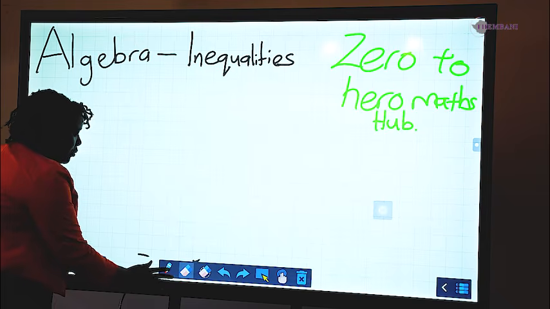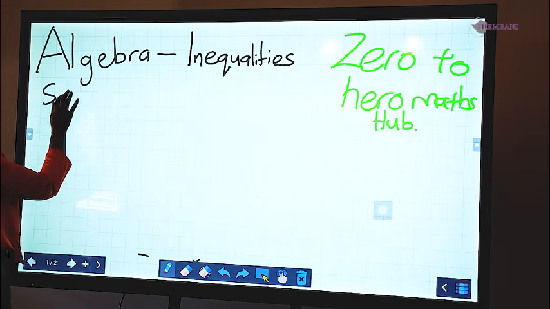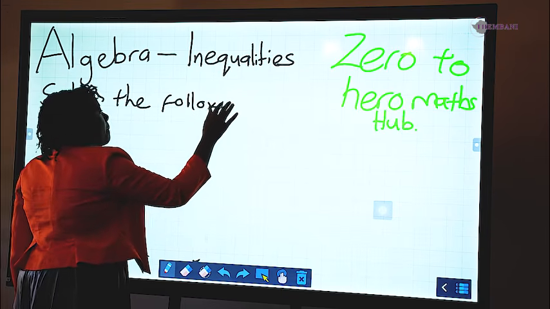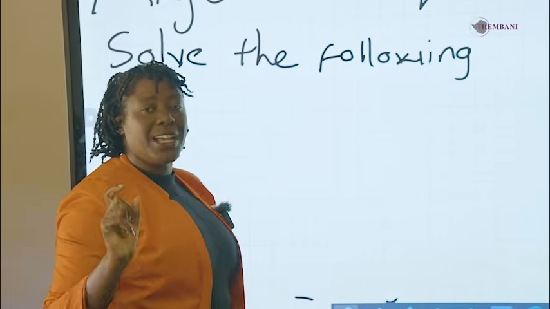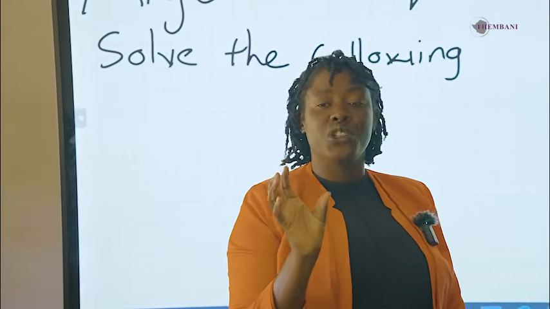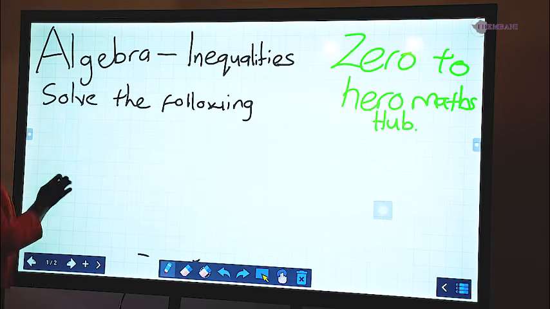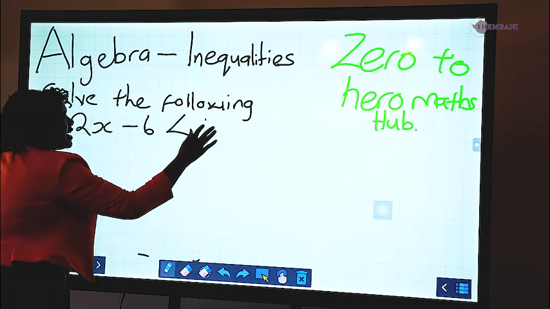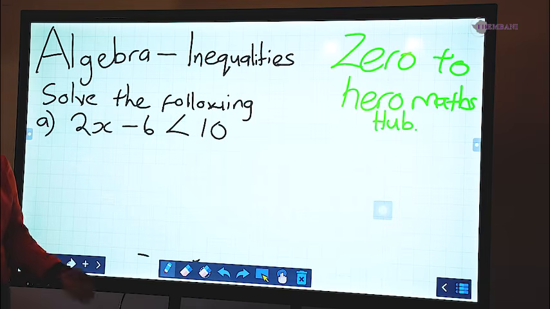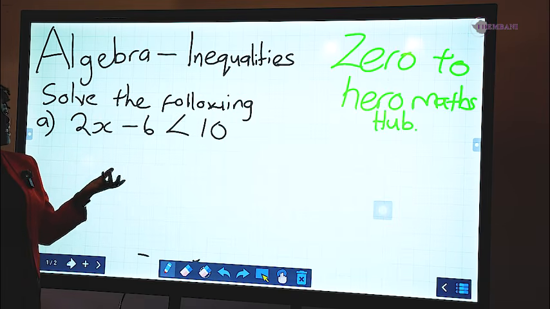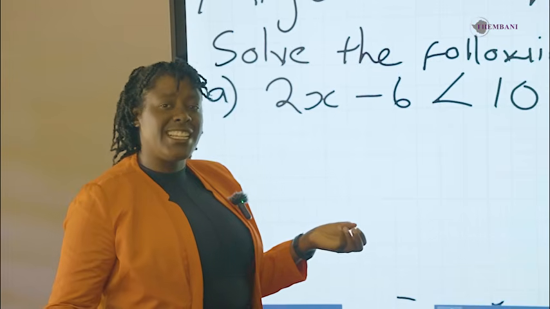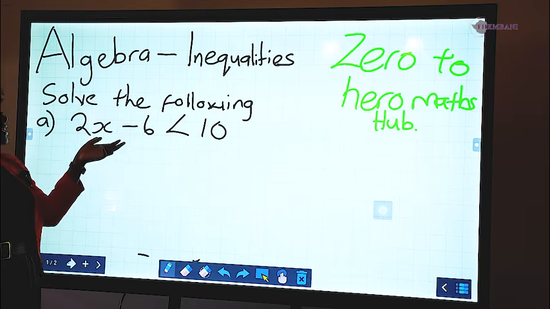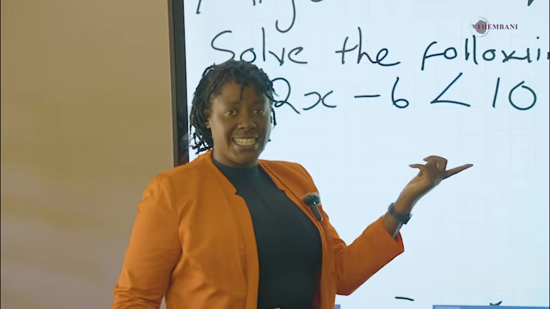So the first question that we want to look at, we want to solve the following. Whenever we say we are solving, we need to get to a point where we find the solution to a variable. Our first question will be, for A, we want to solve 2x minus 6 is less than 10. This is our question. As I've already stated, when we are looking at this, we are looking at linear inequalities, and our inequality sign is this one. So we are saying 2x minus 6 is less than 10 when we are reading it in mathematics.